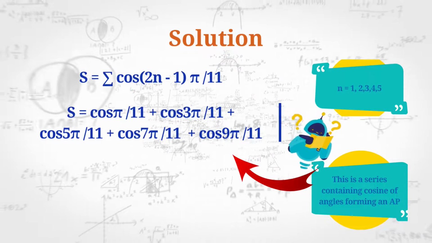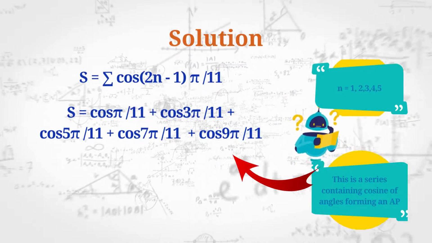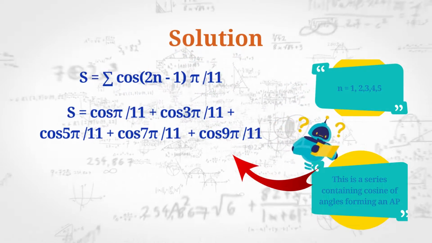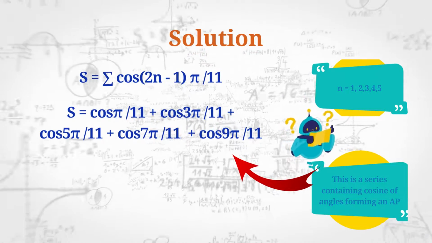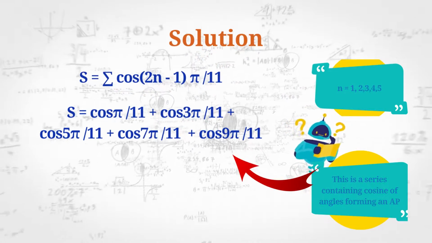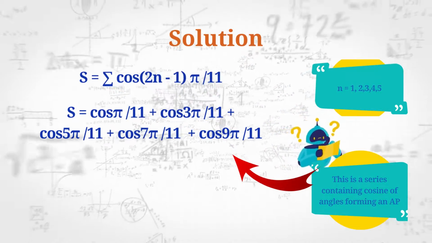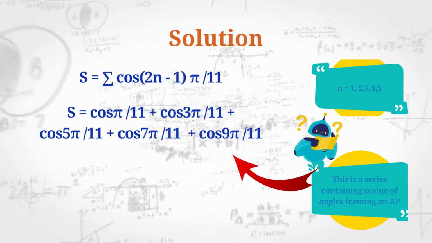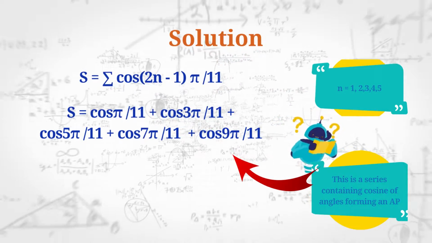We start by expressing S as a series involving cosine terms. By plugging in the values of n, we get S equals cos pi over 11 plus cos 3 pi over 11 and so on up to plus cos 9 pi over 11.